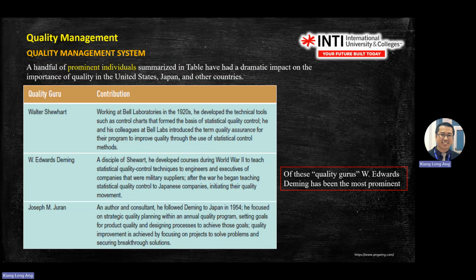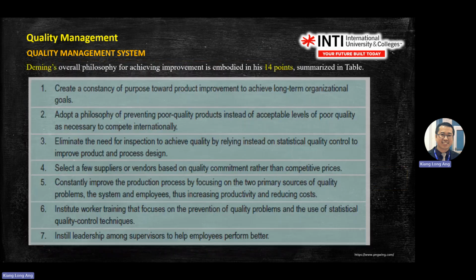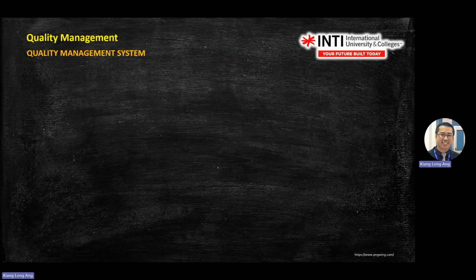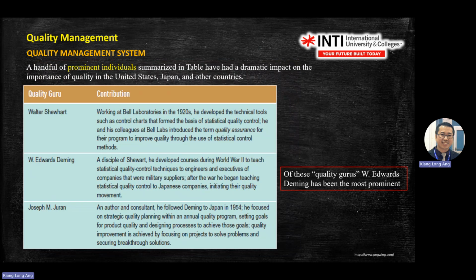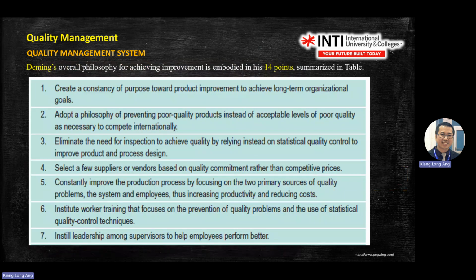So among all these gurus, Deming, this one, Deming is the more prominent researcher or expert in this area. So go and read what is Deming say about qualities, and so on. This one you read. Okay, Deming's overall philosophy is this one. This guy, Edward Deming, he have a few philosophy. So this one also can ask you in the test or final exam.